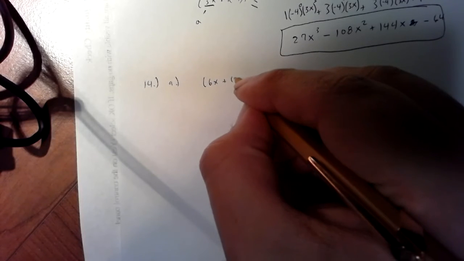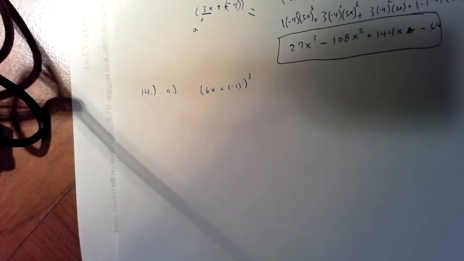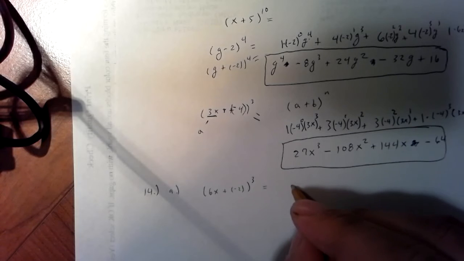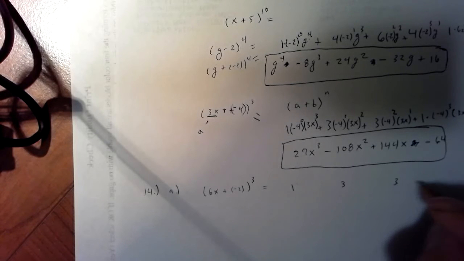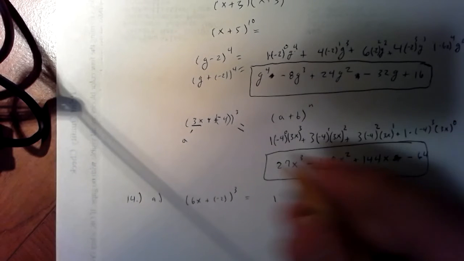I'll write it as plus negative 2, cubed. So again, we're going to be using the same coefficients because it's n equals 3. So you go to your triangle, n equals 3, that's 1, 3, 3, 1. So let's go ahead and write that. 1 space 3 space 3 space 1. Okay. Now we can write our terms.